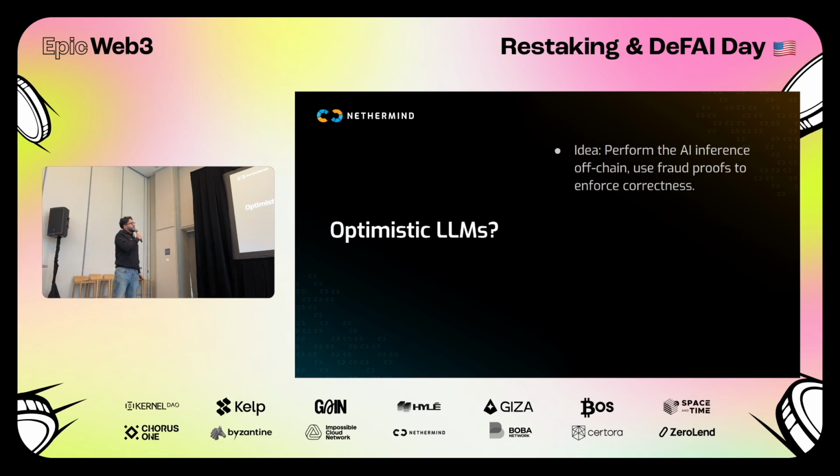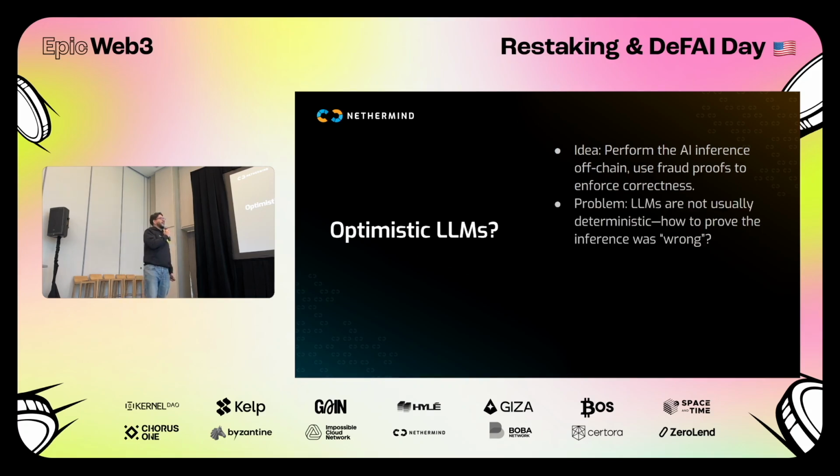Now let's think about optimistic LLMs. Imagine that you're performing the AI inference off-chain, and you're using fraud proofs to enforce the correctness. That is, you ask an off-chain operator to perform the inference, and you allow for a challenge period. Anyone can come in and check the inference. If it's wrong, they issue a challenge on chain and have the operator slashed, potentially.